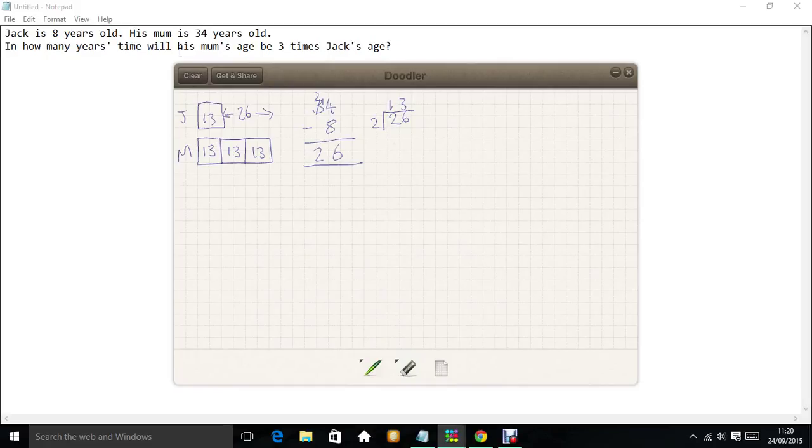Now the question asks us, in how many years' time will his mum's age be three times Jack's age? And that is the difference between 8 and 13. So 13 take away 8 gives us 5. So in 5 years' time.